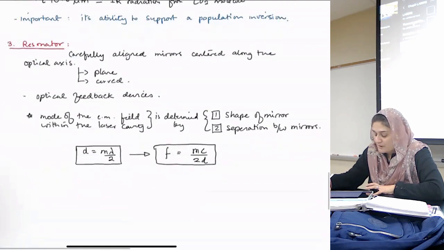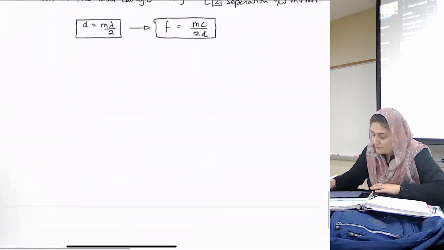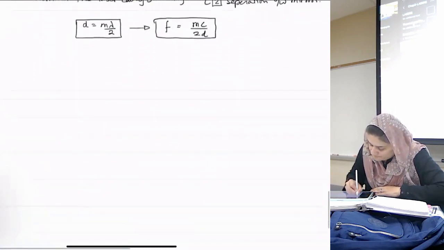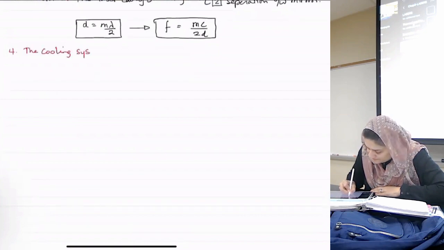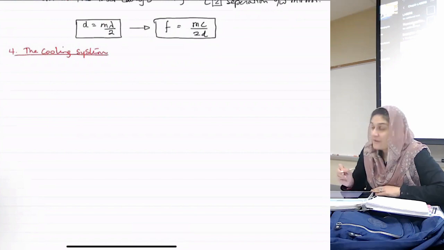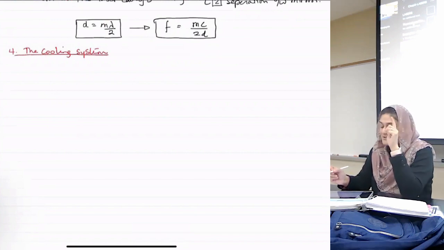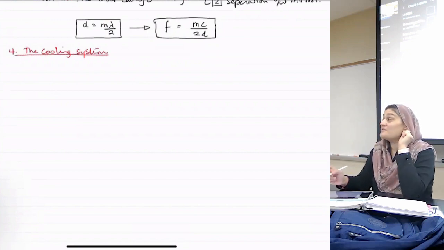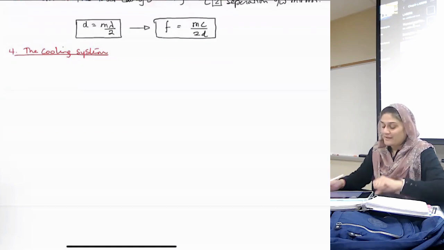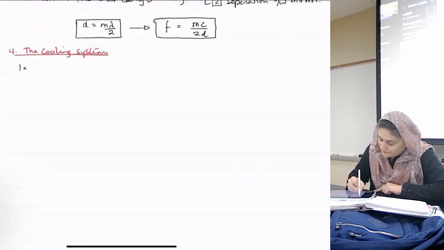The last one, number 4, is the cooling system. So this is not very important in the little lasers, I think, that you will take apart, but that is very essential for the lasers that Dr. Faust uses. And in order to understand why this is so important, okay, let me start here.